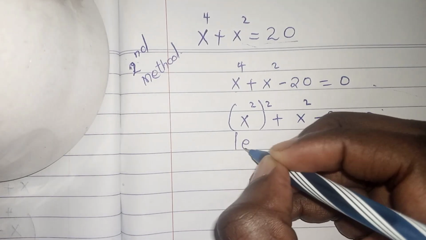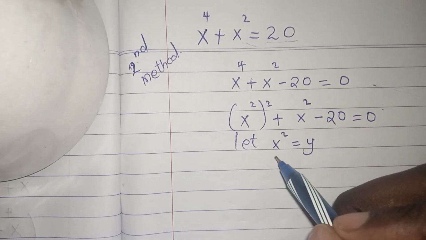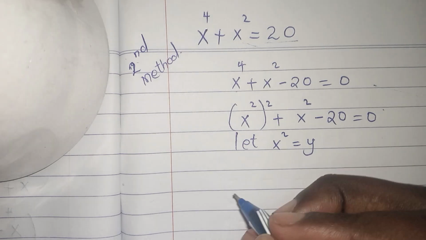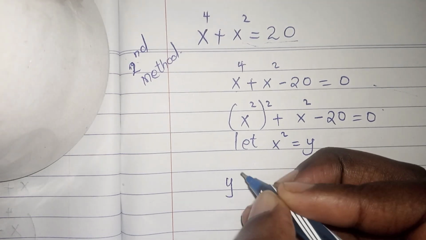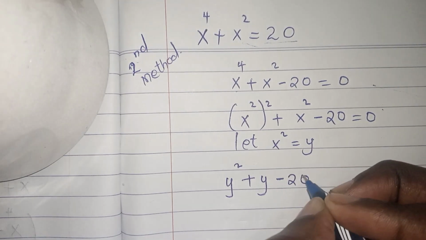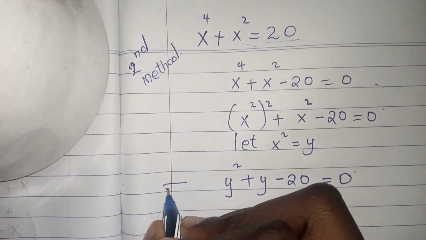We shall say let x squared is equal to y. So where there is x squared, we are replacing it with y. And this will be y squared plus y minus 20 is equal to 0. So we formed a quadratic equation.